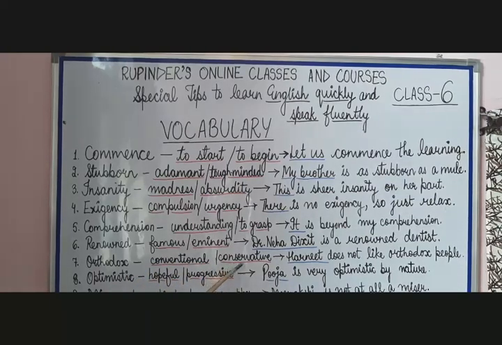So Harneet, my sentences: Harneet does not like orthodox people. उसको बहुत पुराने विचारों वाले या जो बहुत rigid हैं, those who are not open to any change, ऐसे लोगों को बिल्कुल पसंद नहीं करती.